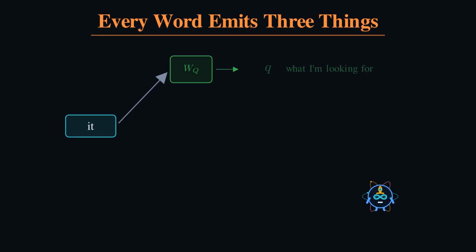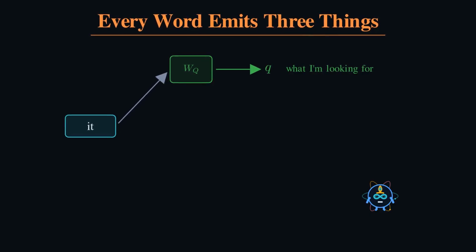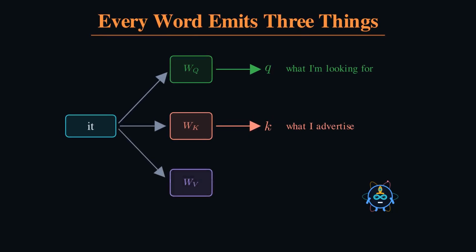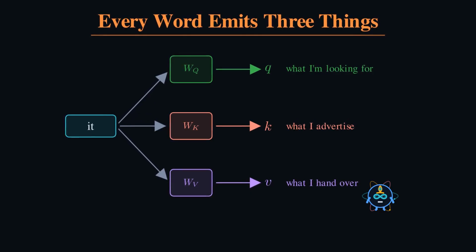It is multiplied by a first learned matrix to make a query: what this word is looking for in the others. A second learned matrix makes a key: what this word advertises about itself to anyone asking. And a third makes a value: what this word actually hands over if you decide to pay attention to it.